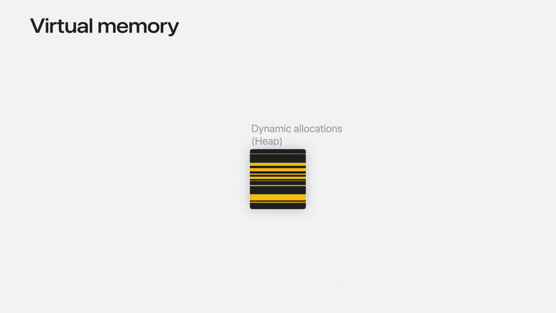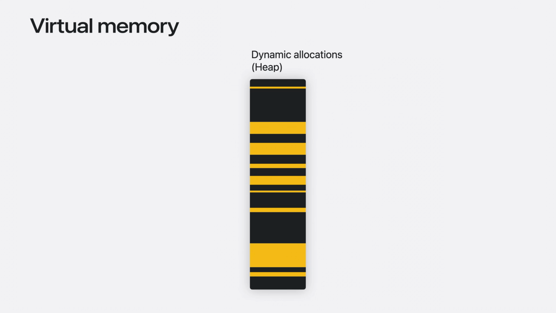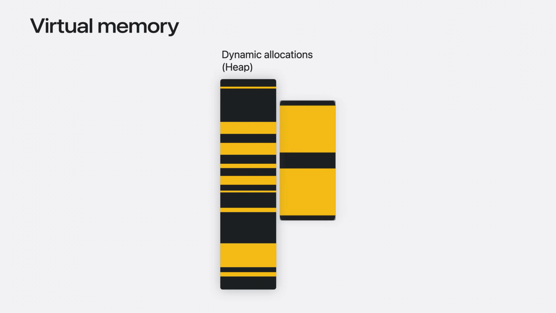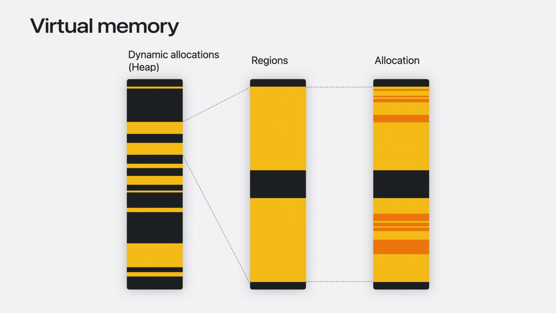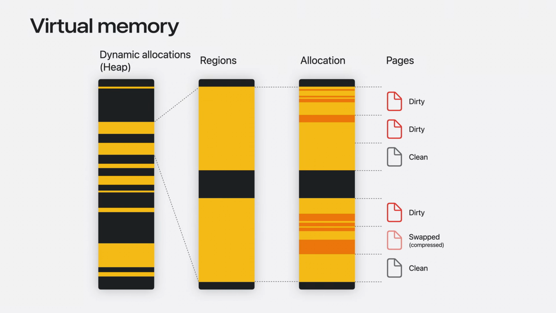Today, we're going to focus in on this part. Let's zoom in. The heap isn't just one block of memory. It's made up of multiple virtual memory regions as well. Zooming in a bit more to the regions level, each region is broken up into individual heap allocations. Under the hood, each of these regions is made up of 16 kilobyte memory pages from the operating system, but each allocation can be bigger or smaller.